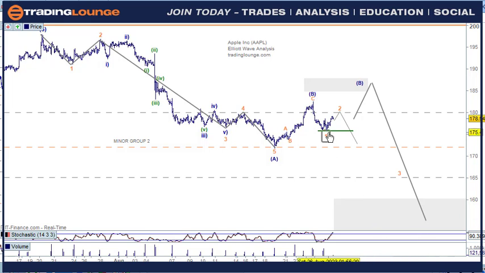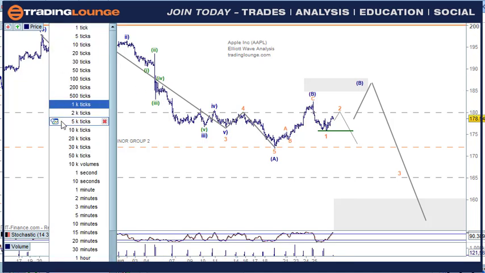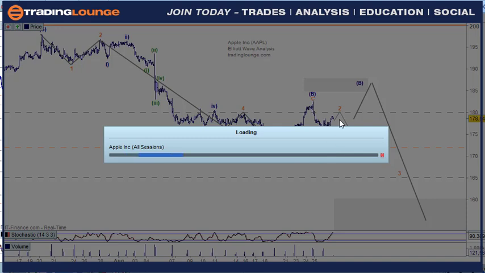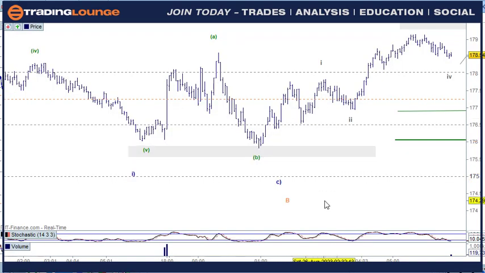So we can short it under the low here. We just need to be careful about it going up here. That's all. So that said, we'll go from 1,000 ticks to 100 ticks, and we'll just investigate this and talk about it a little bit more.